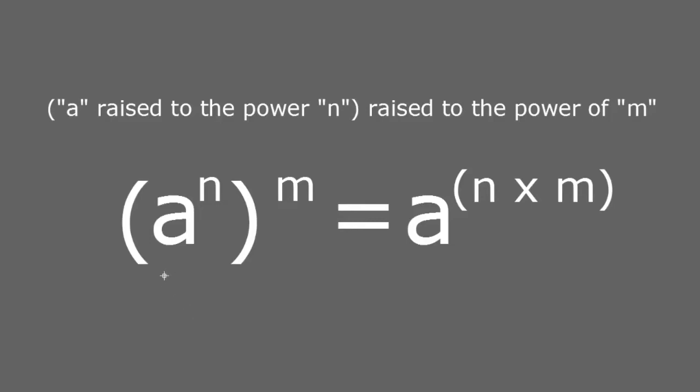In this case, we have a as a base number raised to the power of n, and a raised to the power of n is in parentheses, and all of that is raised to the power of m, another exponent. When you have a base number raised to one exponent, and all of that raised to another exponent, all you have to do is say that that equals the same base number with a new exponent that is the multiplication of n times m. Let's do some more examples with the use of this property of exponents.